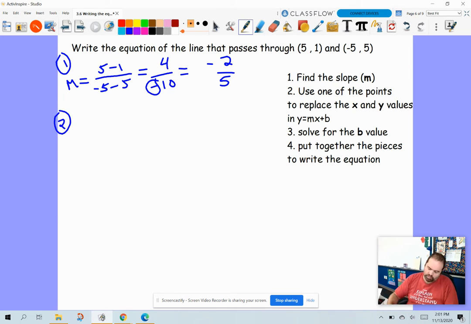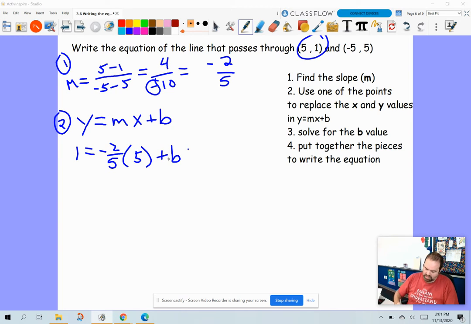Step 2, I'm going to pick a point. I'm going to use 5, 1 because there's no negative. But again, it doesn't matter. The other one will work. You're going to have some different numbers along the way. So when I plug this in, y equals, oh, I'm sorry, let me back up a step. I don't want to leave anybody behind here. I'm going to go to my generic slope-intercept equation, and I'm going to plug in everything that I have so far. I have a y value of 1. I have a slope of negative 2 fifths. I have an x value of 5, and I'm trying to solve for the b.